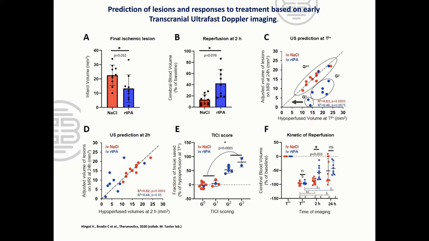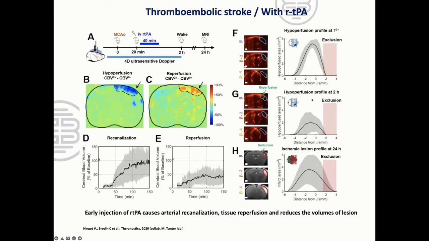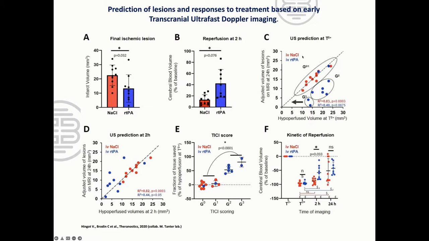So we can do a quantification of this modality of fast ultrasound imaging in the stroke model. As you can see here, we can look at the volume of lesion measured by MRI at 24 hours, and we can look at the correlation with the hypoperfused tissue measured by fast ultrasound imaging just after stroke onset. And as expected, we have a strong correlation when we look at animals which are not treated by tPA. It's not correlated when animals are treated by tPA, which is highly relevant.